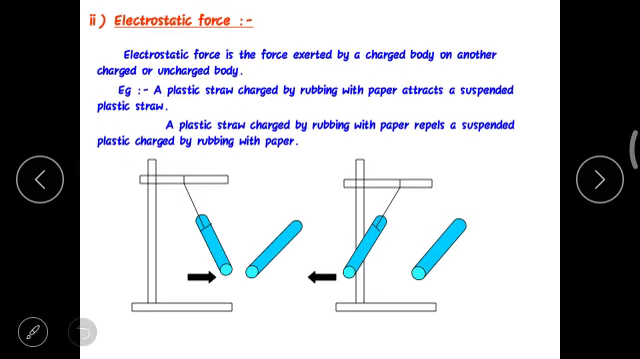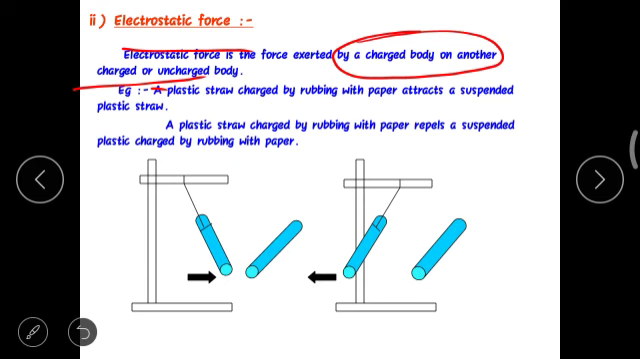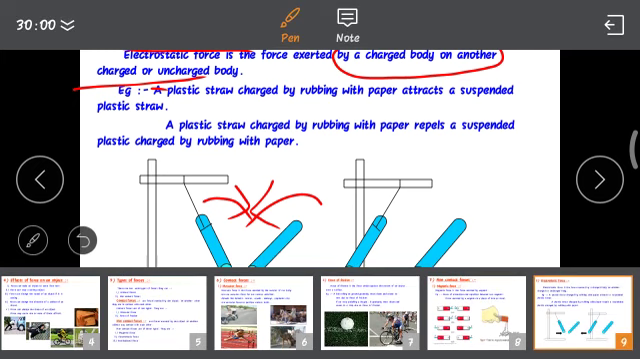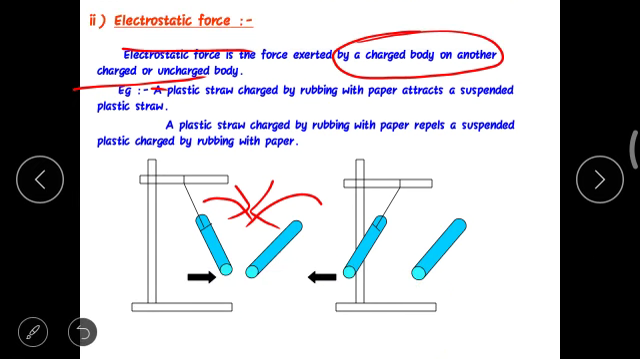The second one is the electrostatic force. What is electrostatic force? Electro means something due to charge. A charged body will apply a force on any uncharged body, or on a charged body. So it is an electrostatic force. The force applied by this one body on this other body, that electrostatic force is acting on it.